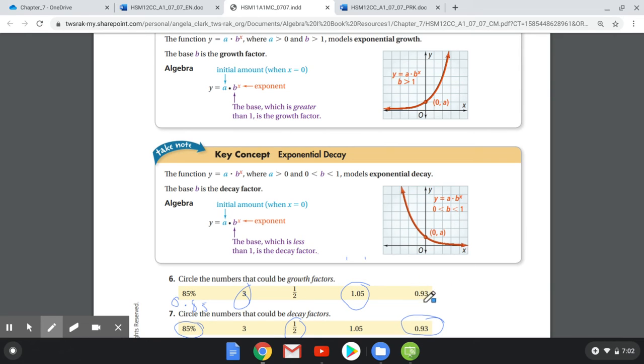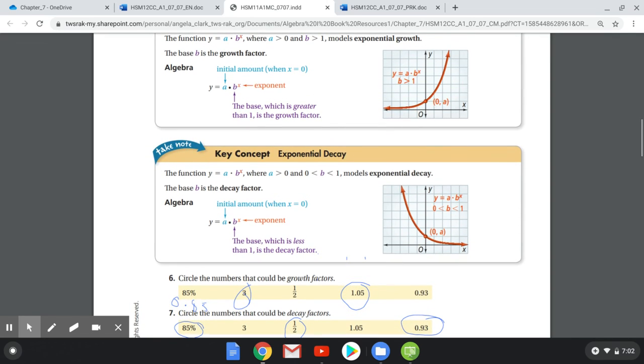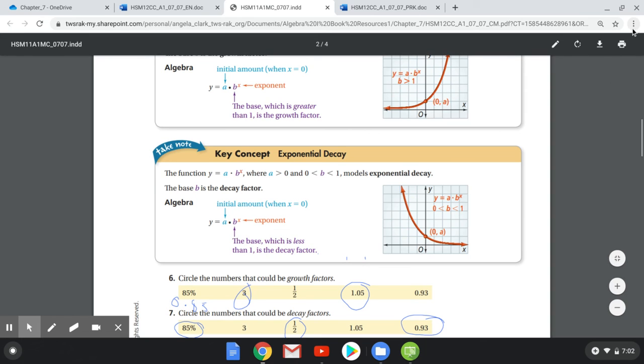With any other number, though, if it's not growth, it's decay. And remember, B is also never negative. It's always going to be positive. So it's positive, and if it's greater than 1, it's growth. If it's less than 1, it's decay. All right, so in the next video, we're going to look at some more examples.